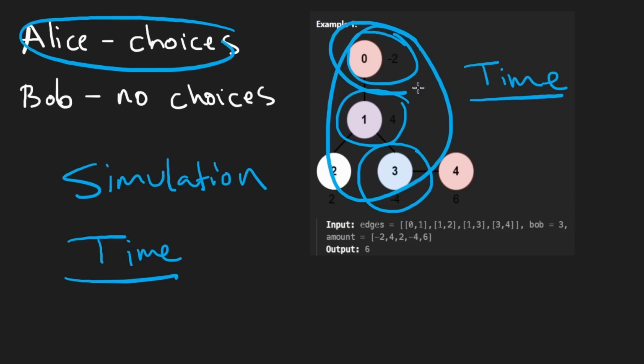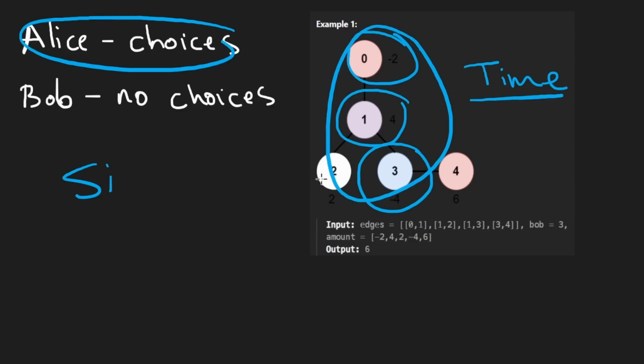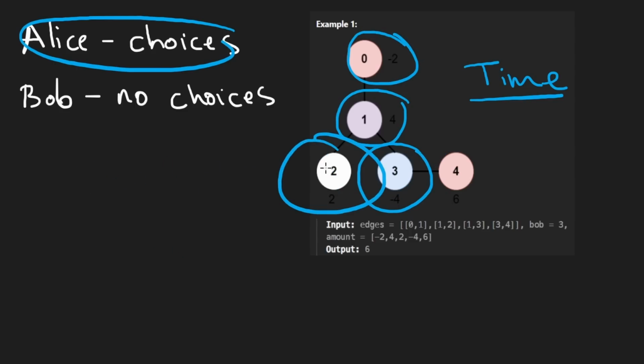And then as we visit nodes, we will be able to determine, was Alice at this node first or did Bob visit the node first? Because if Bob visited it, then we should not be able to collect the profit. Or maybe they visited the node at the same time, in which case we have to divide the profit by 2. Or maybe Alice visited the node first before Bob got there, so Alice can take all of the profit. And the last case would be maybe Alice is visiting a node that Bob never ended up visiting. Maybe it would be this node, in which case, again, Alice just takes all of the profit.